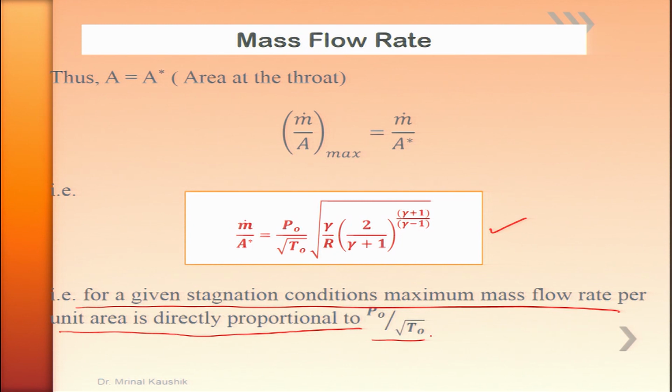What we observe, the maximum mass flow rate is directly proportional to P naught upon square root of T naught. This again a simple mathematical result gives information which we said while defining the physics behind this flow, that if you want to increase the maximum mass flow rate, you need to change the entry condition, that is the reservoir condition, P naught and T naught. Otherwise, despite decreasing the back pressure further, the mass flow rate for a given set of reservoir condition will not change.